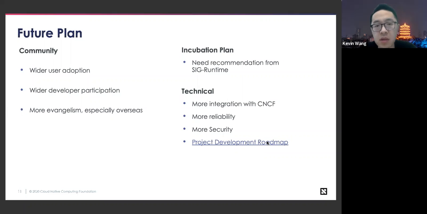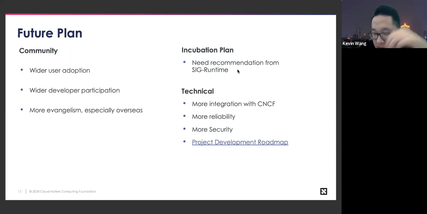For the incubation, today we get the presentation at the runtime TAG, and we are also looking for a TOC sponsor to help move forward with the process.